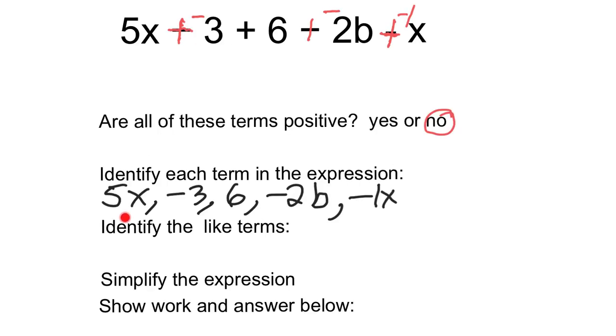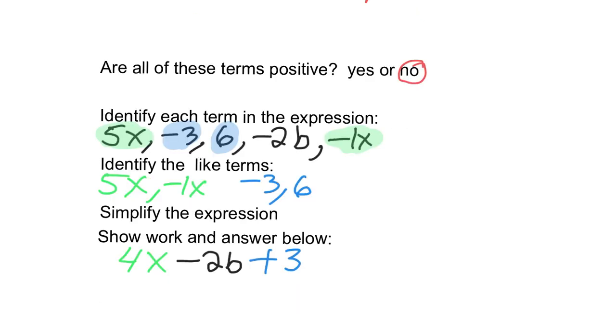All right, here are my terms. I start with 5x, then I have negative 3, then I have 6, then I have negative 2b, and then I have negative 1x. So when I identify my like terms, I'm going to go to my highlighting method. So I highlighted the 5x and the negative 1x. And next I went for my constants, my negative 3 and my 6. Now, negative 2b, there are no other b terms in the expression, so that guy's just going to be all by himself.